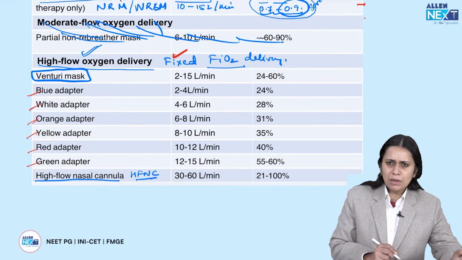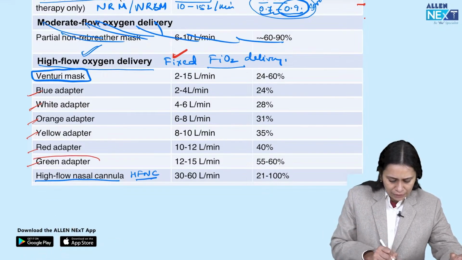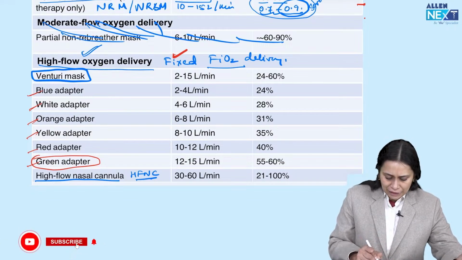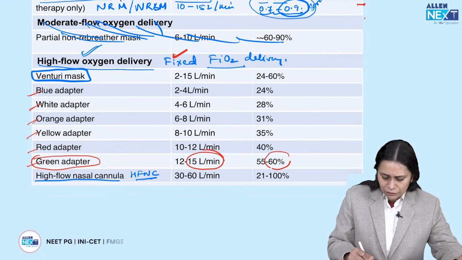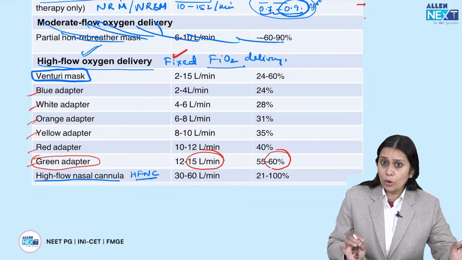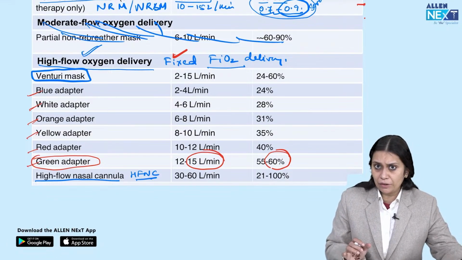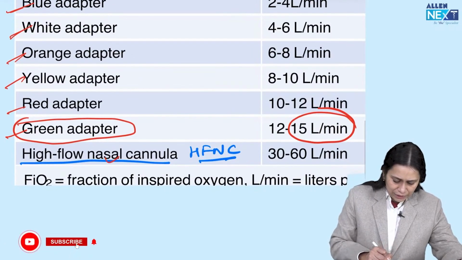Now, try to remember the image of the Venturi barrel and try to remember the flow rate of the green adapter and the FiO2 it will achieve. The green adapter, 15 liters per minute is the flow rate we have to keep, and it achieves an FiO2 of 60%. So, this is what is so commonly asked in exams: the Venturi mask, a high flow fixed FiO2 delivering device. Then we have HFNC, high flow nasal cannula.